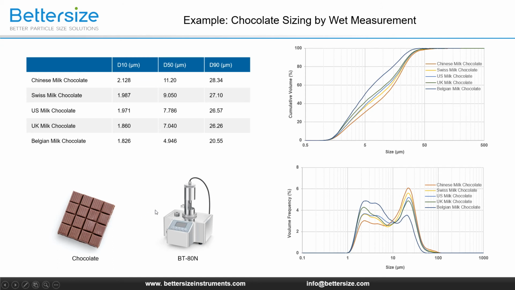Let me show you an example of wet measurement: the particle sizing of chocolate. By measuring chocolates from different countries, we can investigate the sensory differences caused by their physical properties. The organic solvent methyl laurate is used as the medium for chocolate, and therefore a small volume anti-corrosive module BT80N is utilized. As we see in this figure, even small particle size differences in various milk chocolates can be detected by the Betasizer 2600 due to its high resolution and stable performance.